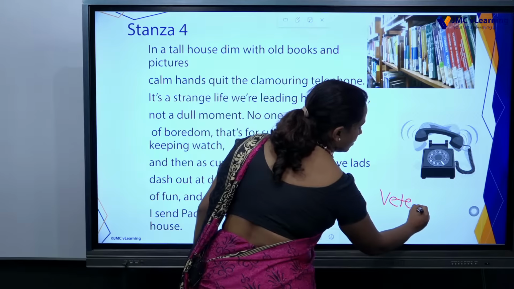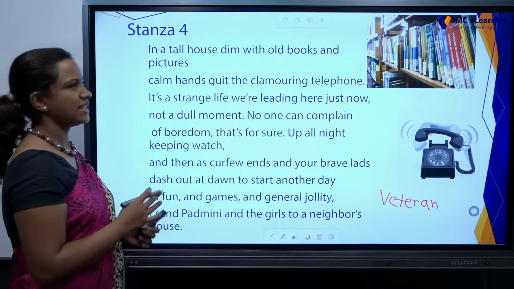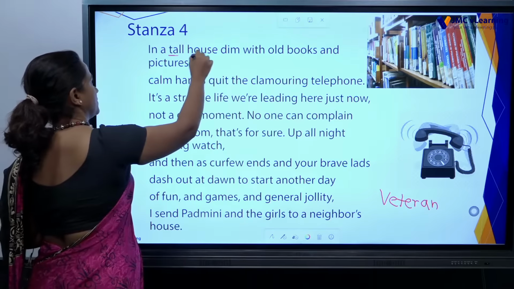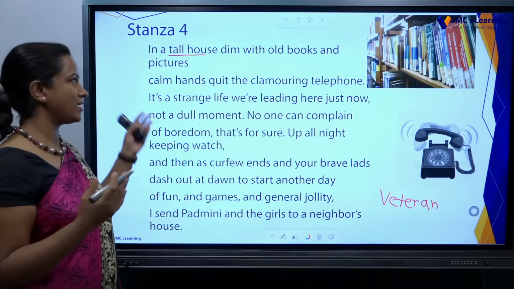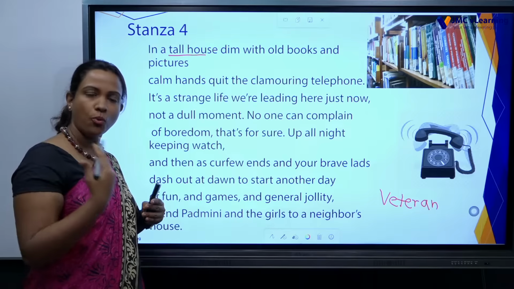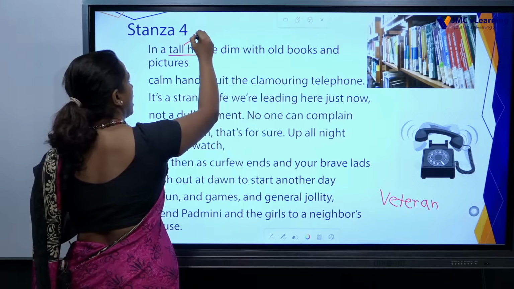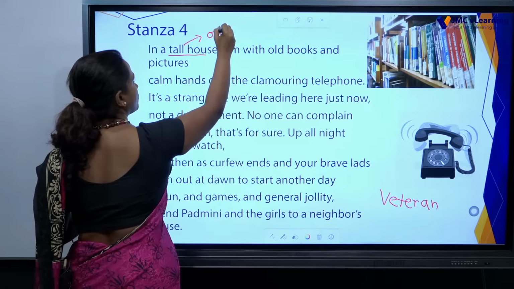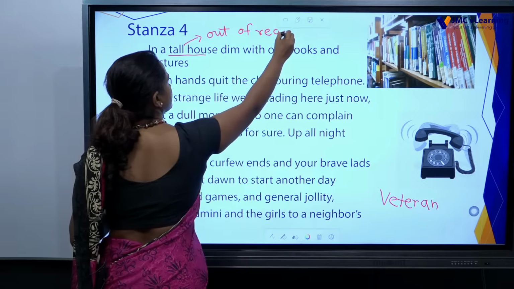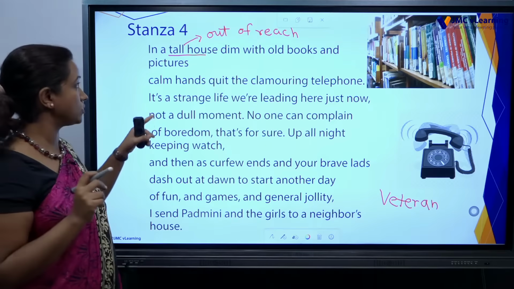Veteran from the northern side of Sri Lanka, a Tamil veteran. Let's see what it says about. In a tall house. What's the significance of a tall house? Why does the poet say it's a tall house? It's out of reach. No one can reach there. That's why the poetess has pointed out that it's a tall house.